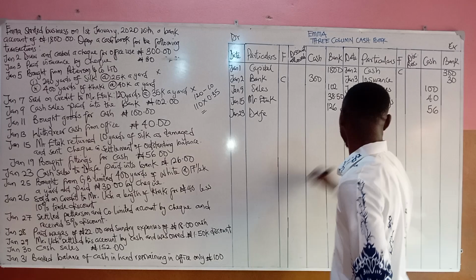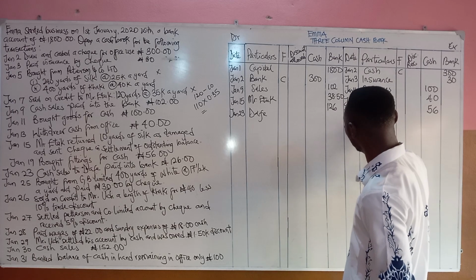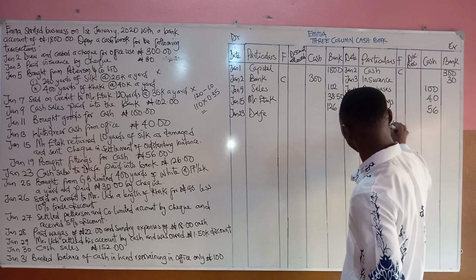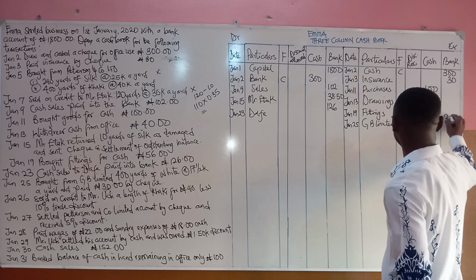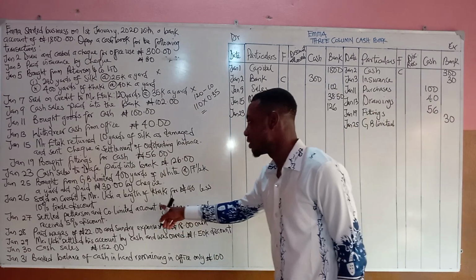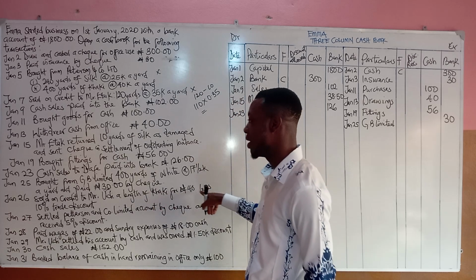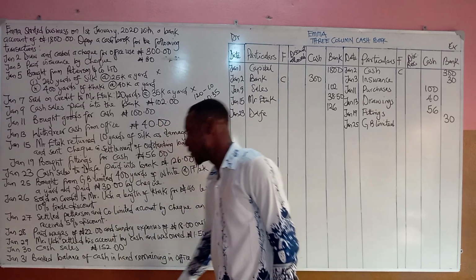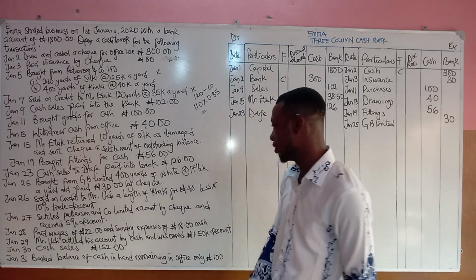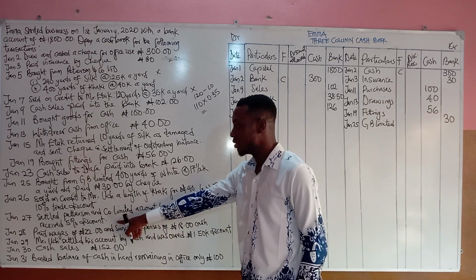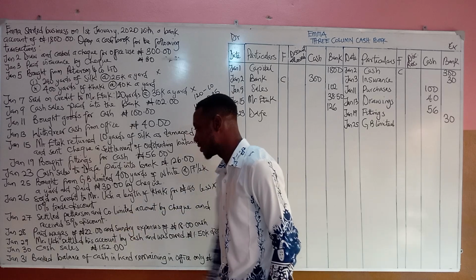So knowing that it is an expense, we'll come here, January 25. We paid who? G&B Limited. We paid the sum of what? 30 naira by check, meaning it's an expense on the bank. Then 26, sold on credit to Mr. Udi a length of khaki for 40 naira, less 10% trade discount. But because it's on credit, we'll hold on to this for now. It's not coming into the cash book. January 27, settled Peterson and Co. Limited by check and received 5% discount.